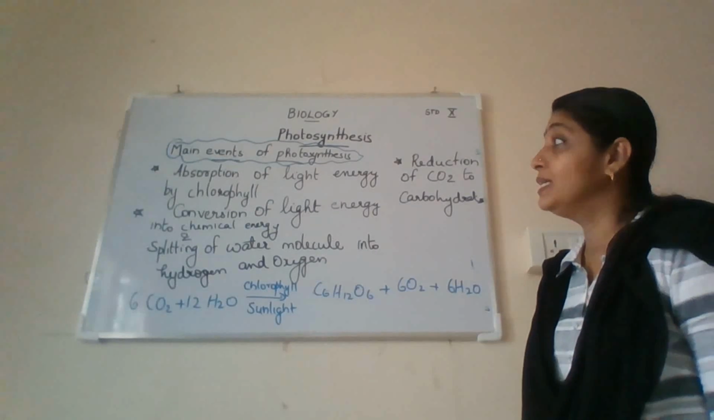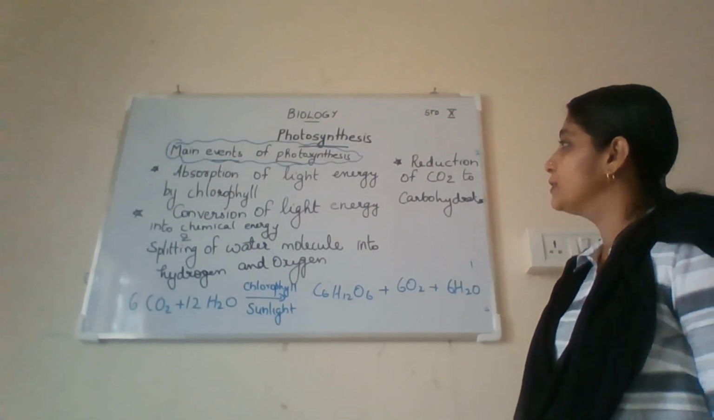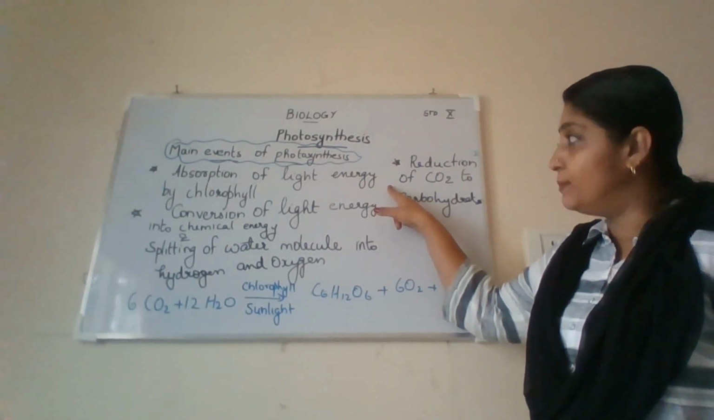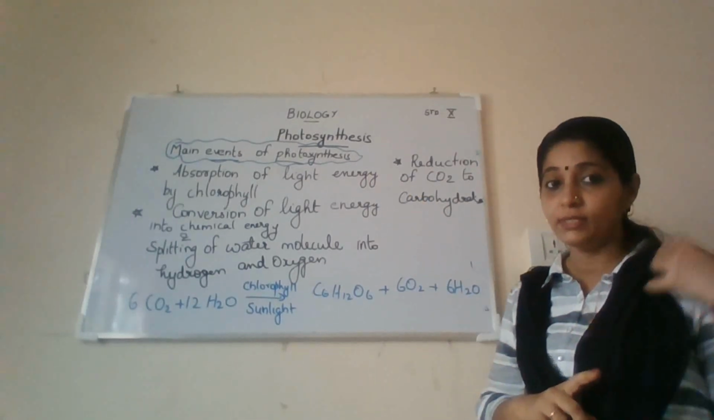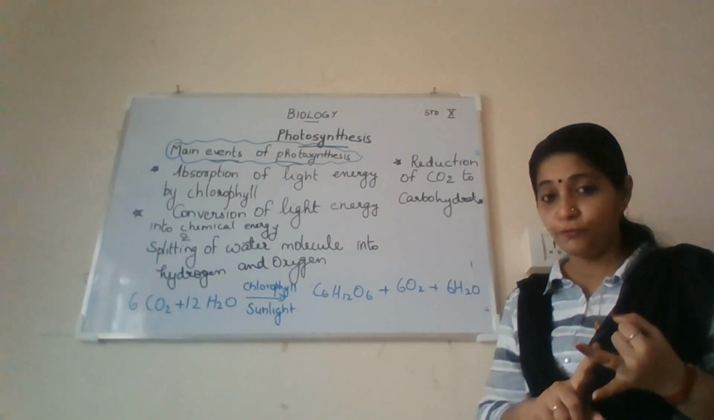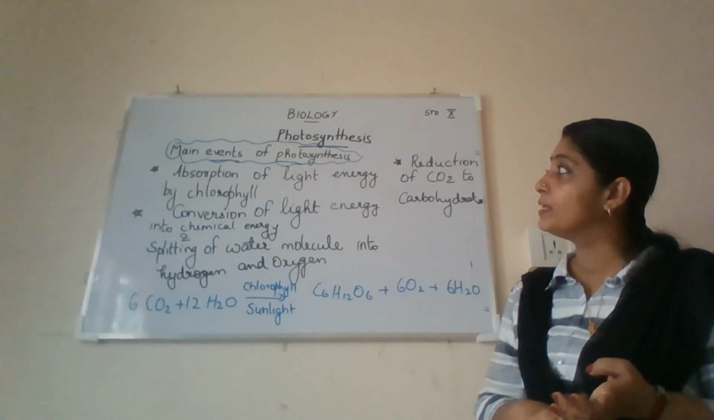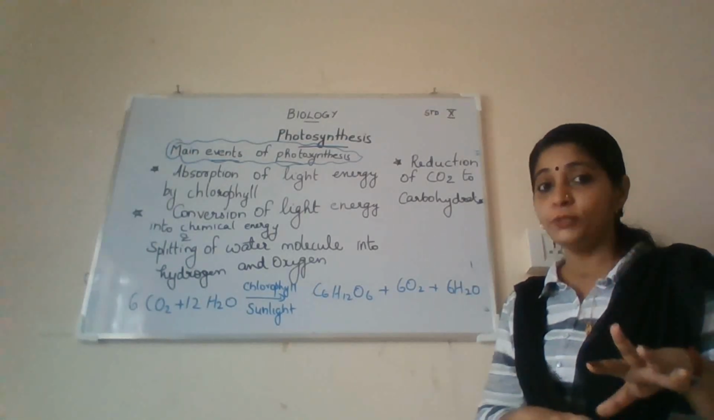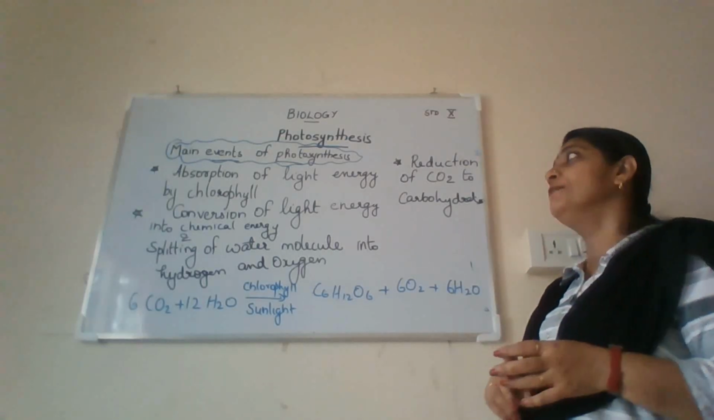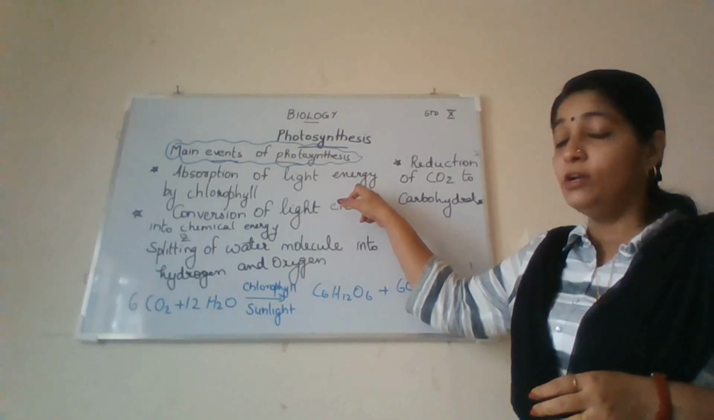Now the major events that take place during the process of photosynthesis. One of the major events is absorption of light energy by the chlorophyll. We have studied the raw materials needed for photosynthesis: sunlight, chlorophyll, carbon dioxide, water and dissolved minerals. So the first main event in photosynthesis is the absorption of light energy. We studied that chlorophyll is needed for the absorption of sunlight. So the absorption of light energy takes place with the help of chlorophyll.